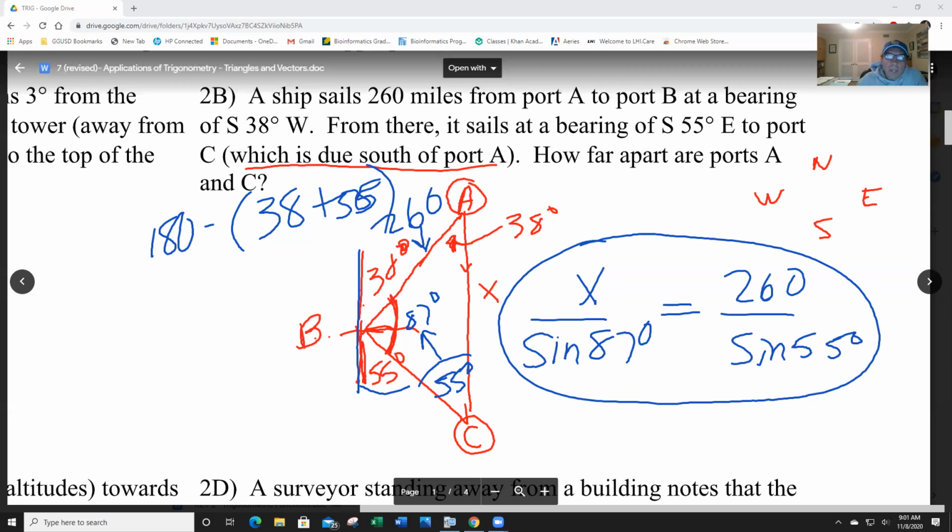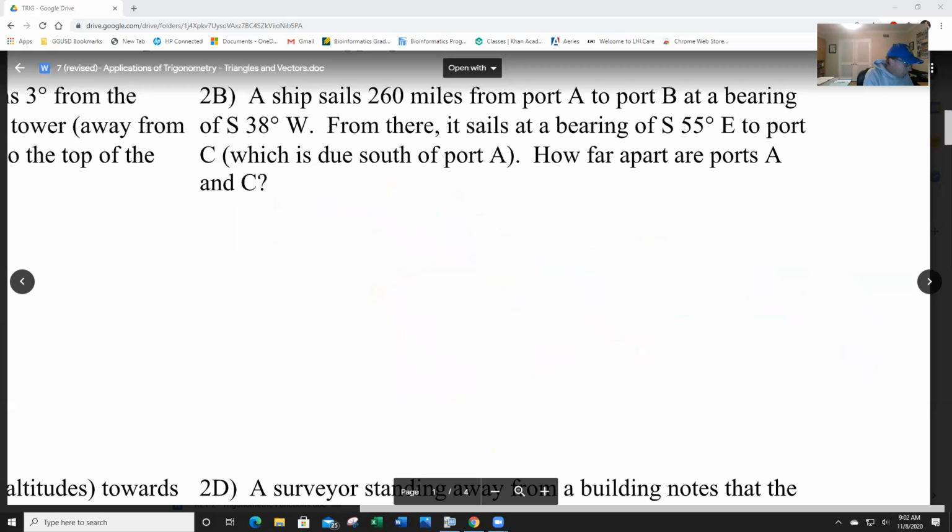And again, the key here is we know this is 55 and this is 55 because of alternate interior angles. I did it another way as well. I went 38 and 38 and then figured out this one too, but it's the same idea either way. Very cool problem. All right, let's go to C. Let's see here.